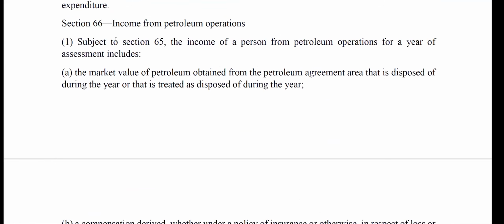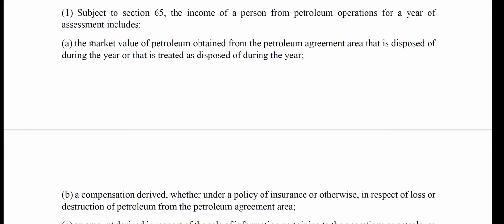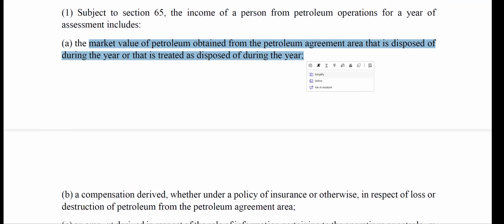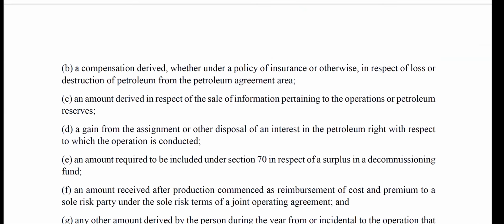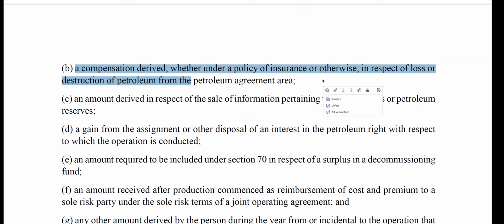Section 60, income from petroleum operations. Subject to 65, the income of a person for petroleum includes the market value of petroleum obtained from a petroleum agreement area that is disposed of during the year. So when you sell the oil that was allotted to you. Compensation received, whether under a policy of insurance or otherwise, in respect of loss or destruction of petroleum from a petroleum agreement. So if your field got burnt, and an insurance company compensates you for the petroleum that you have lost, it's still an income to you. Makes sense?